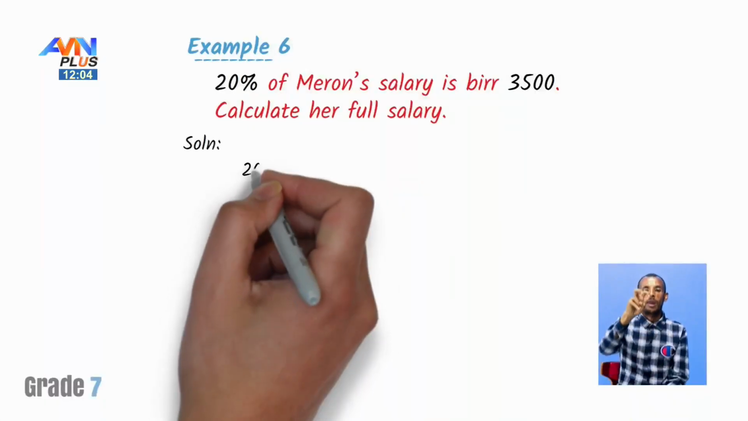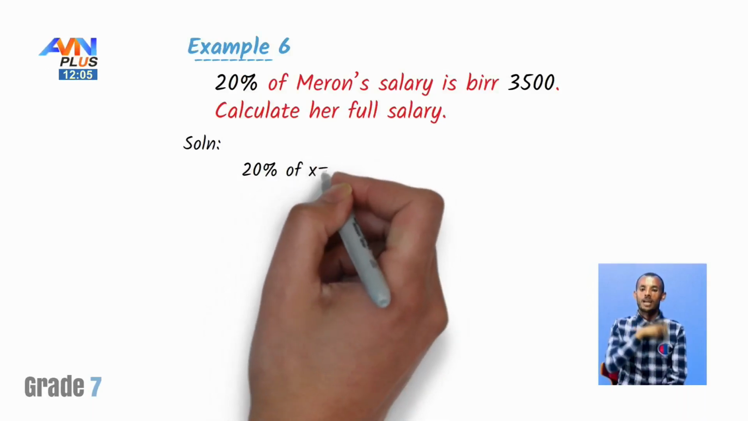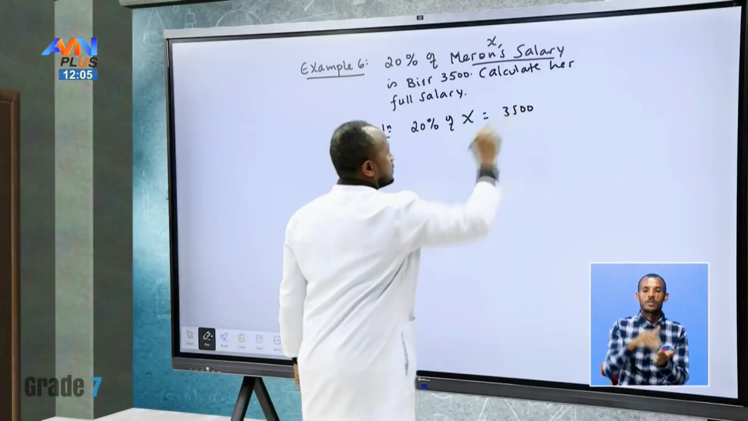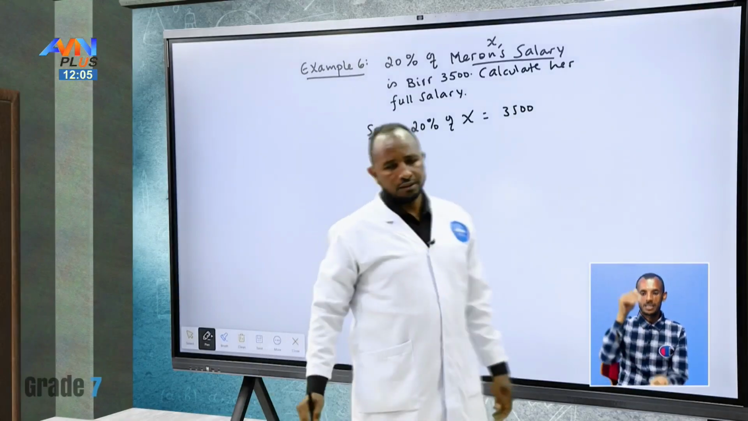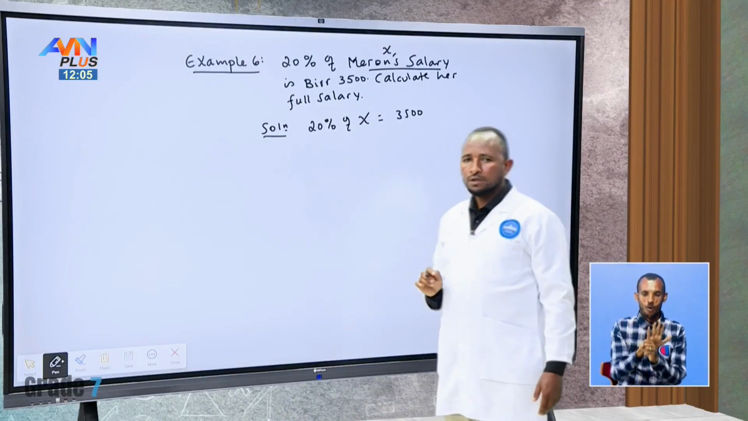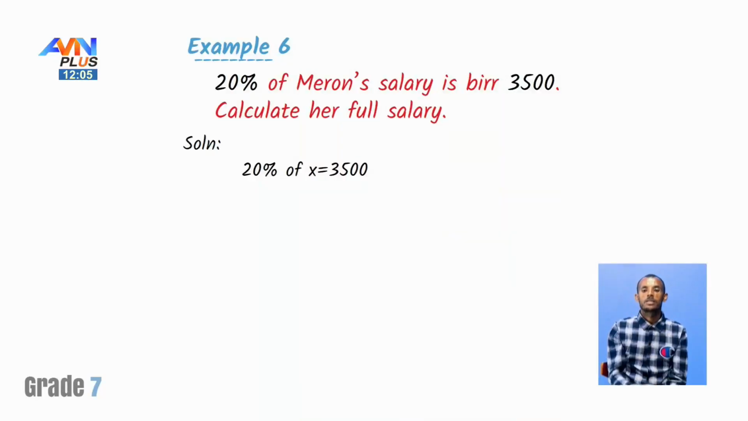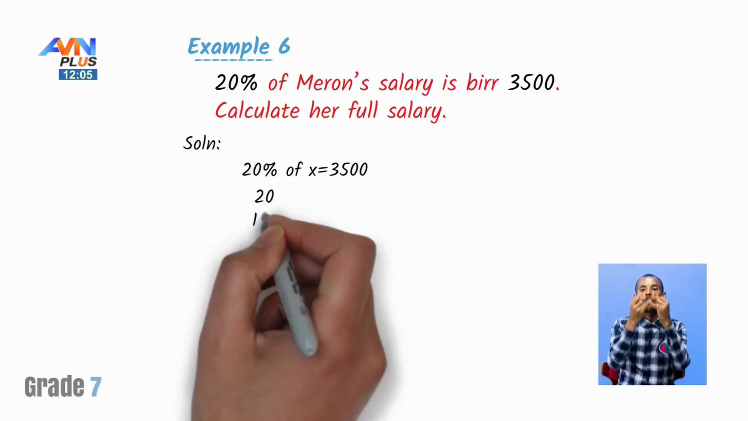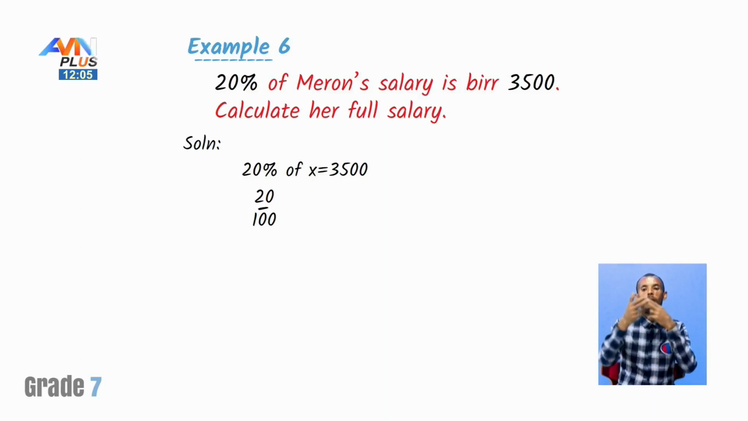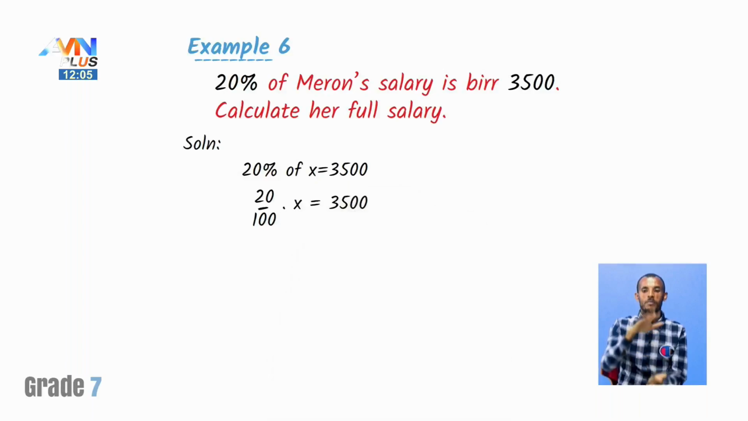20% of her full salary, we don't know that, we assume to be x, is 3,500. So, we are asked to find her full salary, or the variable x. Of means times, so let's convert this into product form. 20% means 20 out of 100. Of means times x is equal to 3,500.